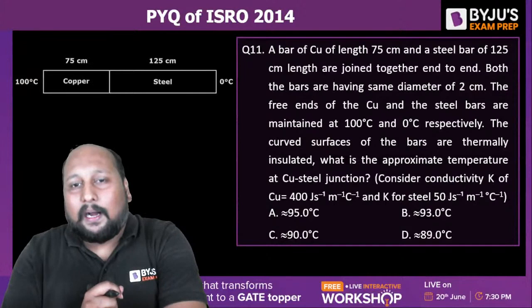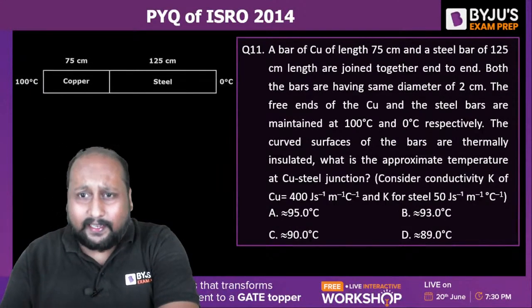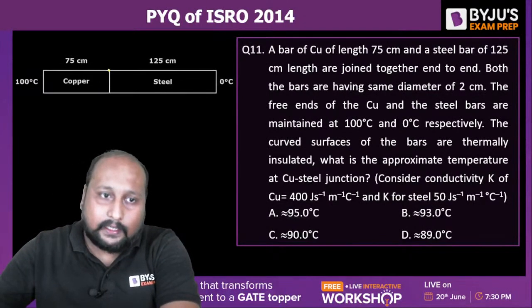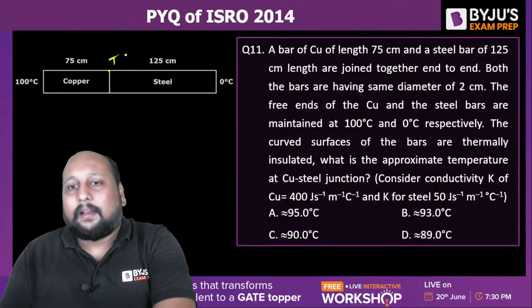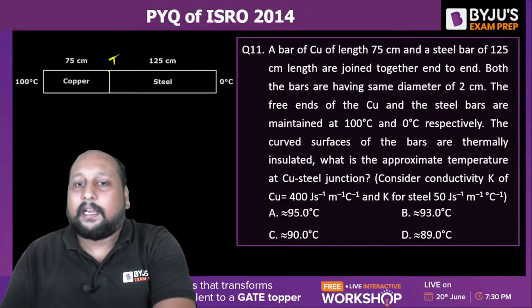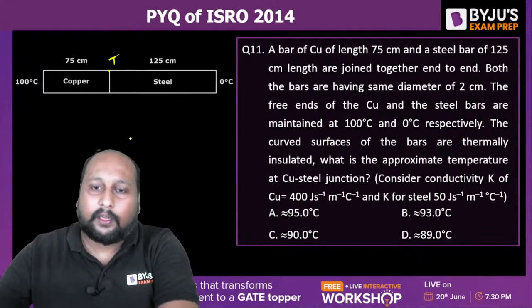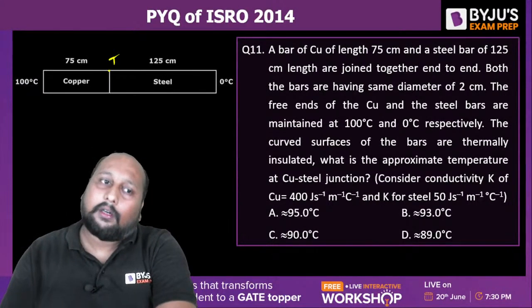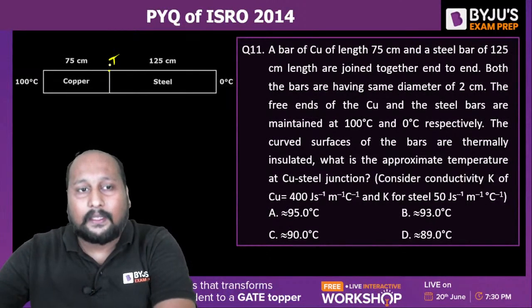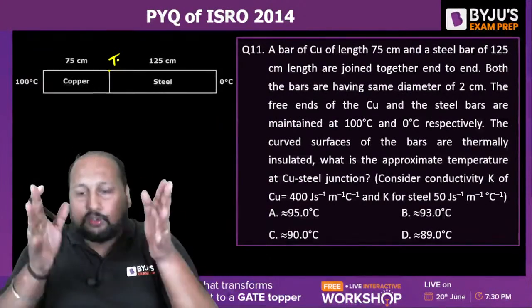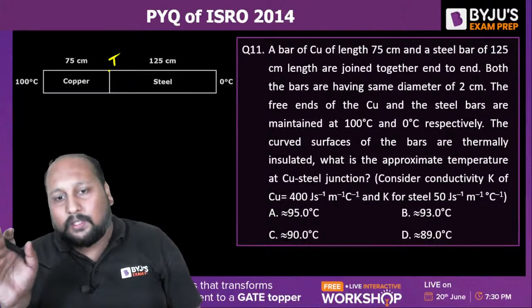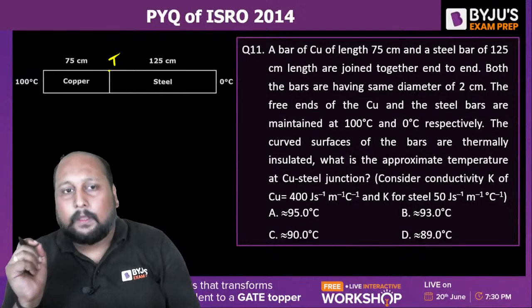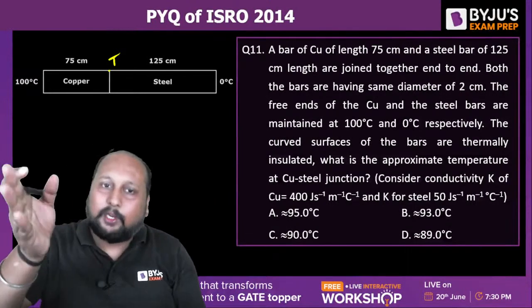Next question. A bar of copper of length 75 centimeters and a steel bar of 125 centimeters are joined together end to end. Let's say the junction temperature is T. The bars have the same diameter, 2 centimeters. The free end of the steel is at 100 degrees Celsius. What is the approximate temperature at the copper-steel junction? They are asking for the value of T at the interface.